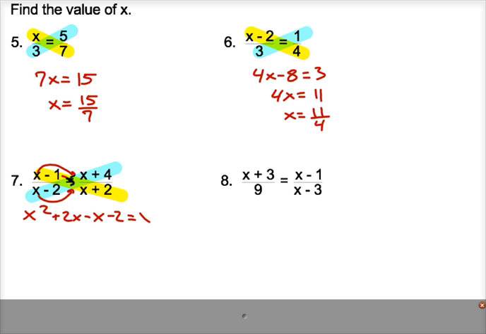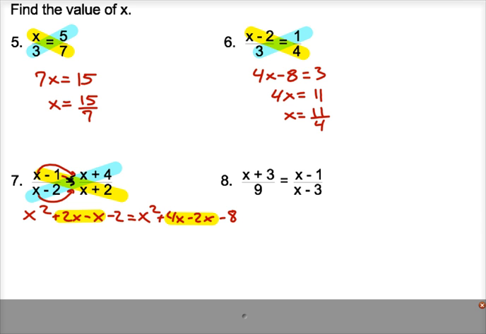So x times x is x squared. X times 4 is 4x. Now multiply the negative 2. Negative 2 times x is negative 2x. Negative 2 times 4 is negative 8. And if you remember back when we did these problems before, the middle two terms typically get combined together.